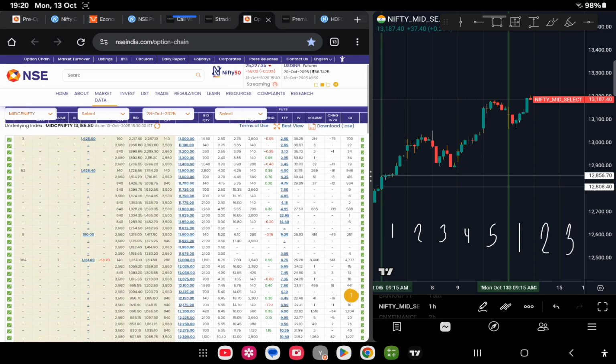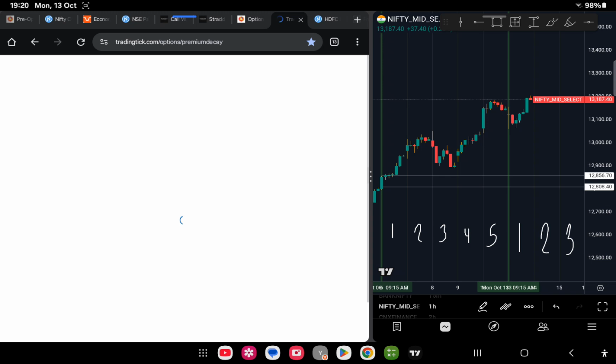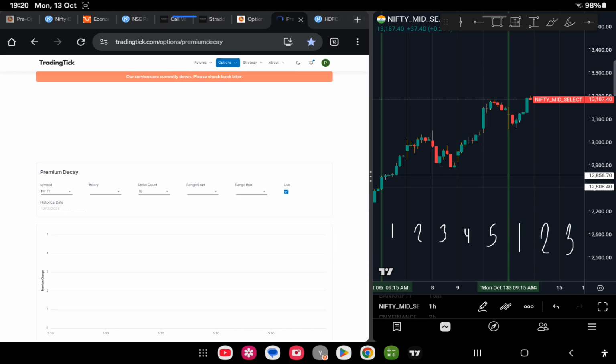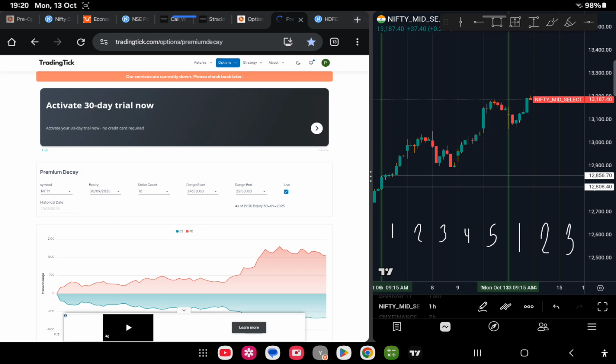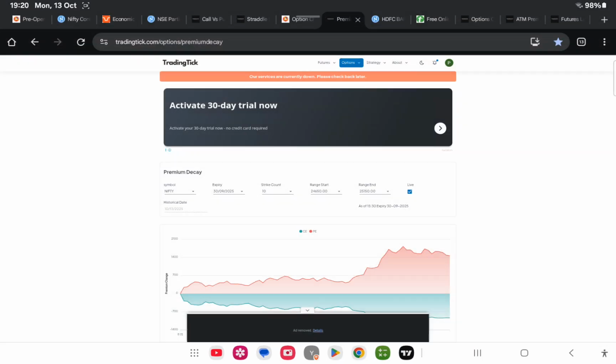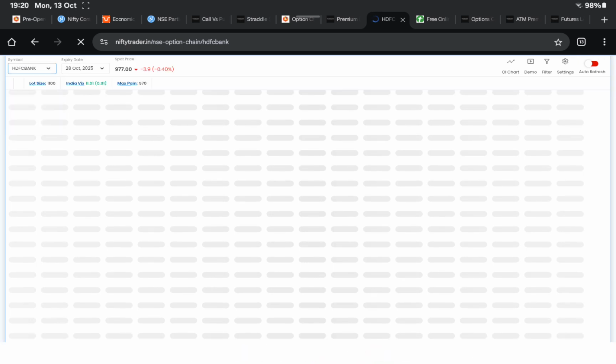We'll move on to the premium chart in the Trading Tick website. So yesterday it was not working, so I am unable. So yeah, still not working. So let's just leave this part and we'll try to analyze the close range open interest. So we'll start with Nifty.